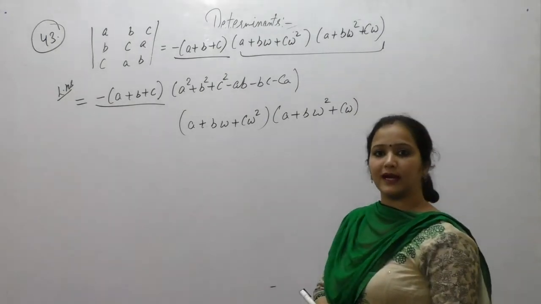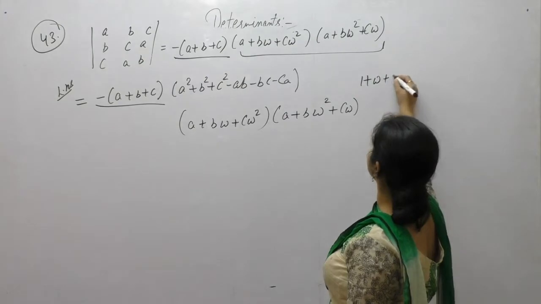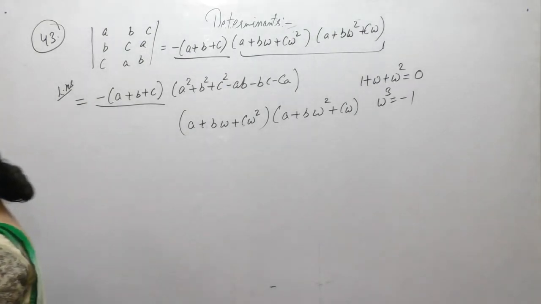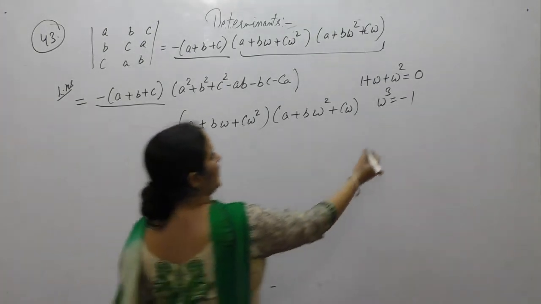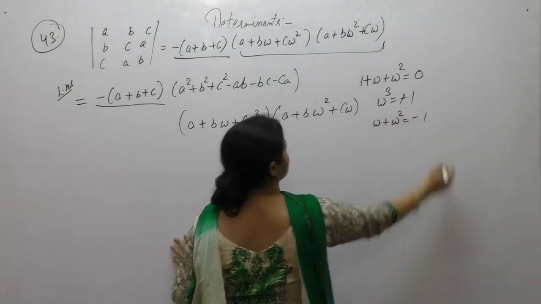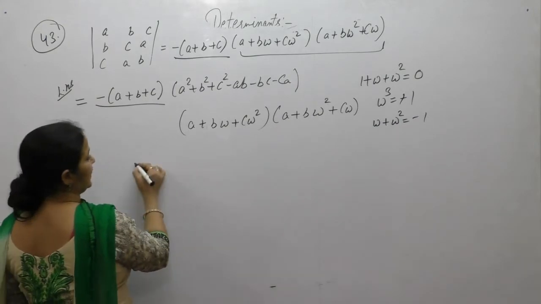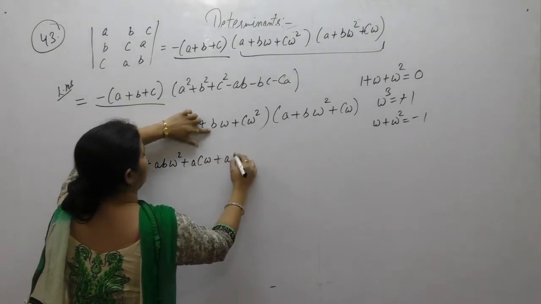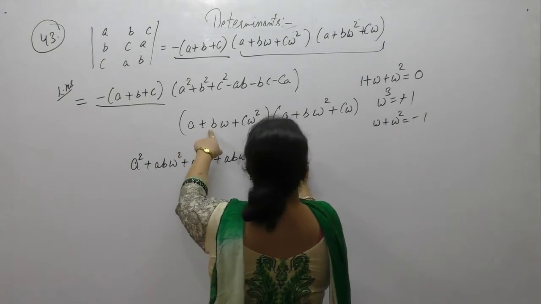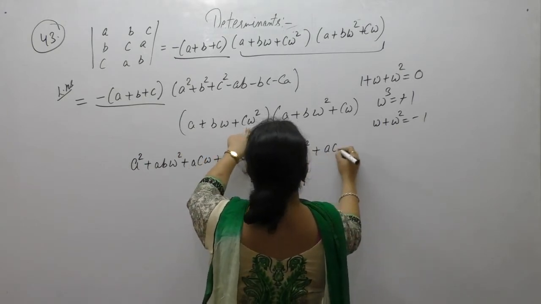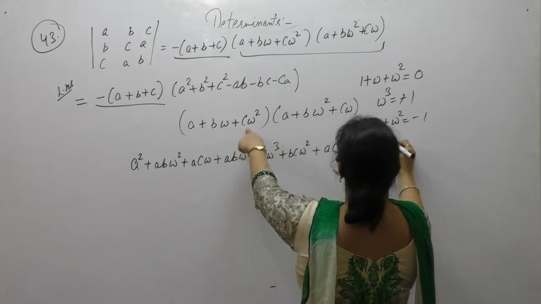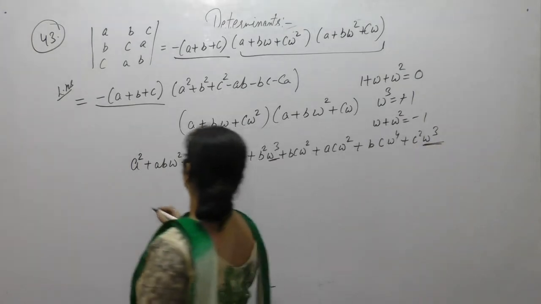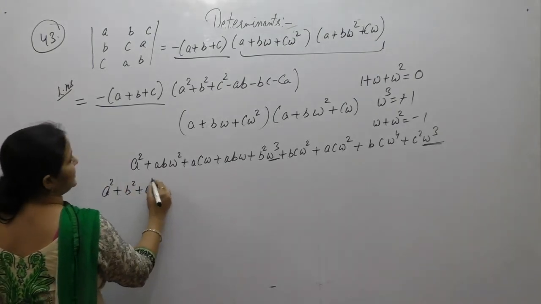We know that if omega is complex cube root of unity, then 1 plus omega plus omega square is 0 and omega cube is equal to 1. Omega plus omega square is equal to minus 1. Now we will use these values here. A into A, AB omega square, AC omega, AB omega plus B square omega cube, BC omega square, AC omega square, BC omega 4, C square omega cube. Omega cube has value 1. So, A square plus B square plus C square.